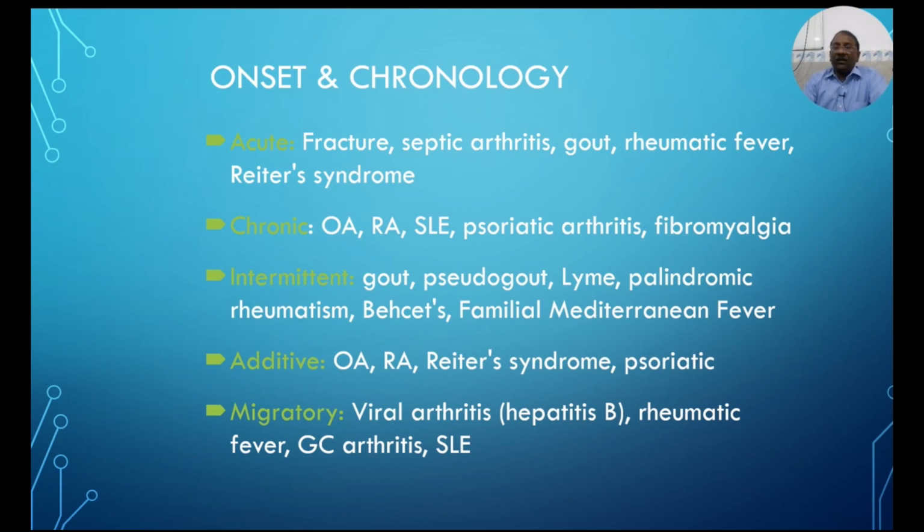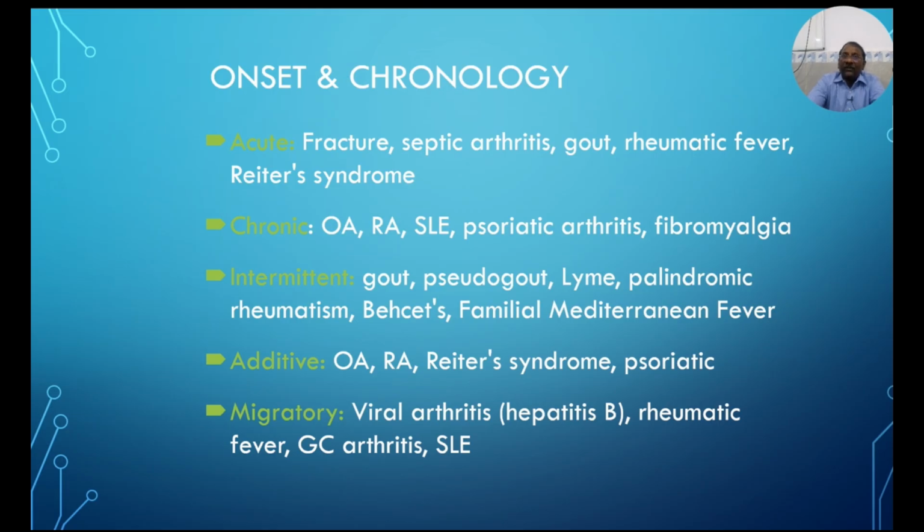So this is the onset and chronology. Acute: septic arthritis, gouty arthritis, acute rheumatic fever, Reiter's. So they all follow bacterial infection. Chronic could be osteoarthritis, non-inflammatory. If it is inflammatory, rheumatoid arthritis, lupus, psoriatic, and fibromyalgia. Intermittent or subacute, you will have gouty arthritis, pseudogout. Then there is migratory, that is viral arthritis or rheumatic fever, and additive is osteoarthritis, rheumatoid arthritis, psoriatic arthritis.